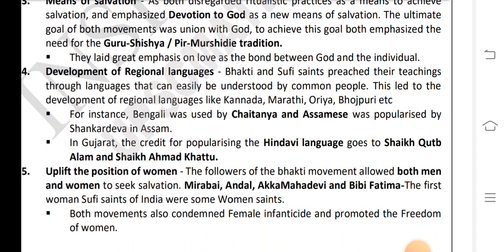A new means of salvation and the ultimate goal of both movements was the union with God.